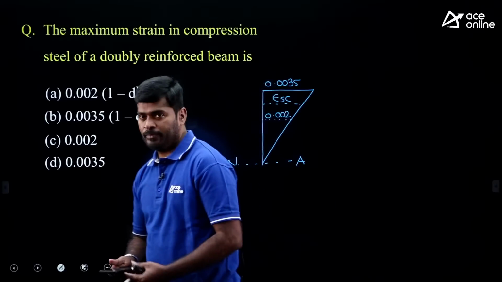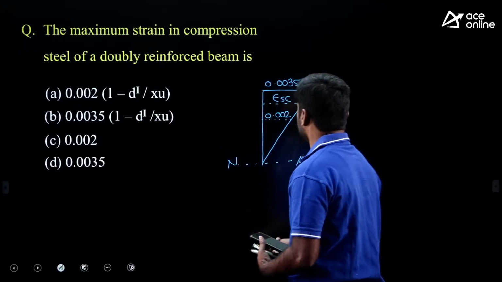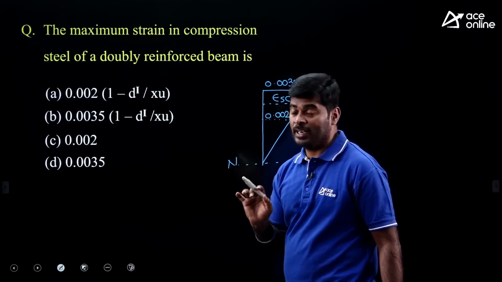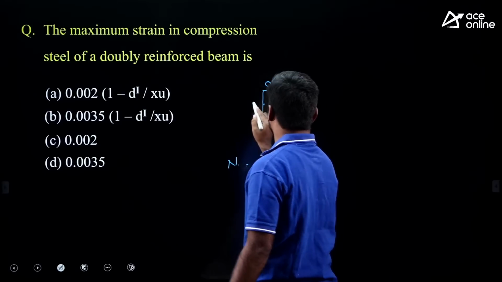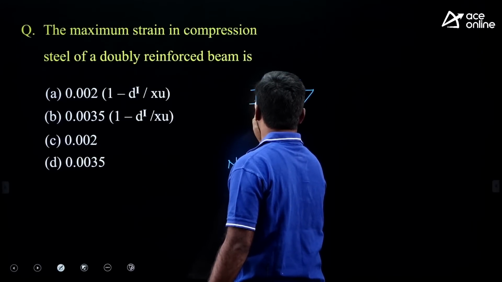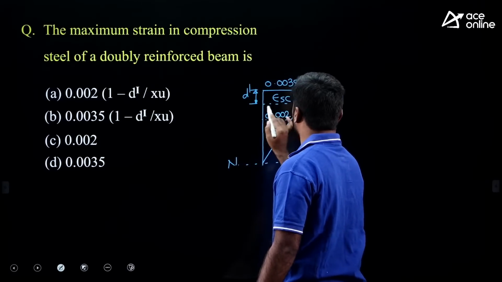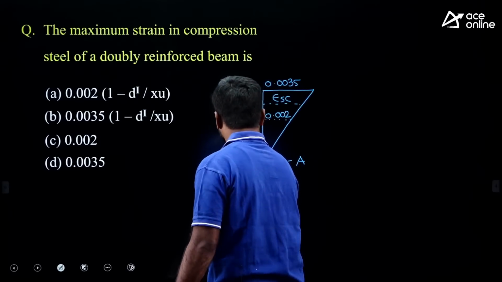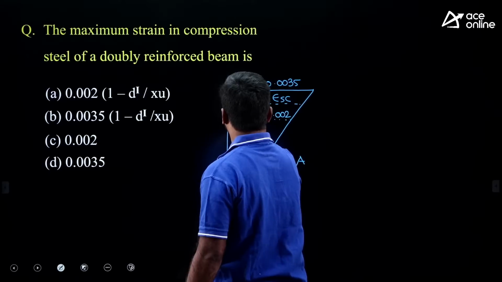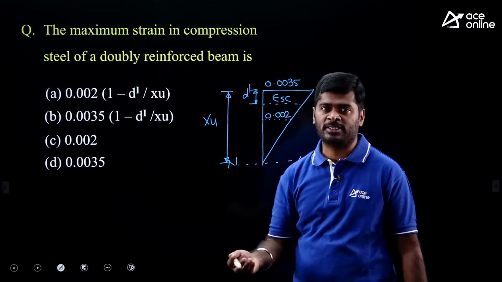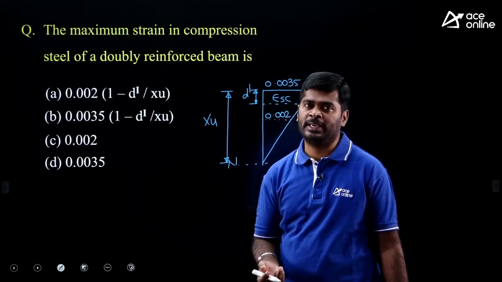See here, what is the question? Strain in compression steel, right? How do you get this? You know, this distance is the effective cover to compression steel. At this level, we want the strain. This is say XU. For a balanced section, we write XU max. For an under reinforced section, we write XU.